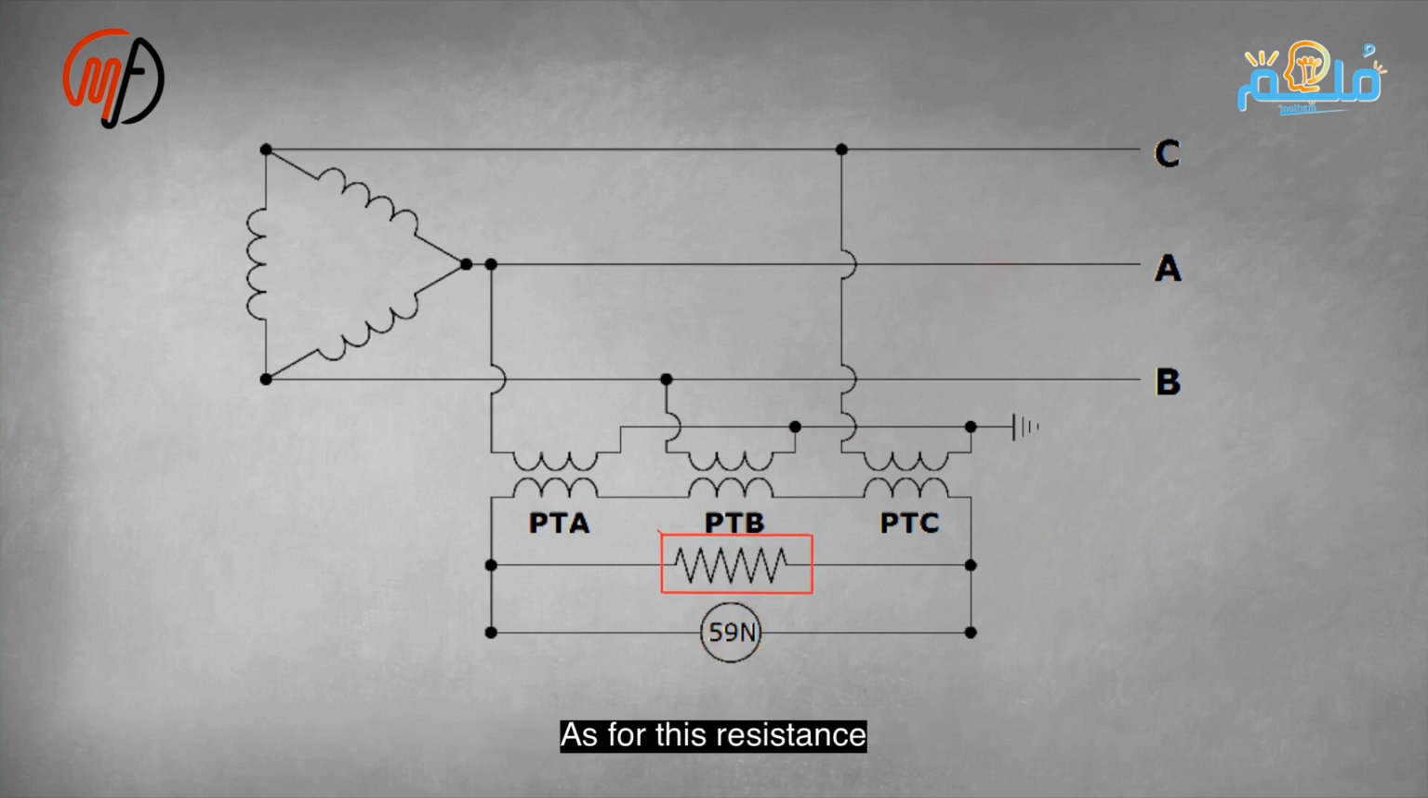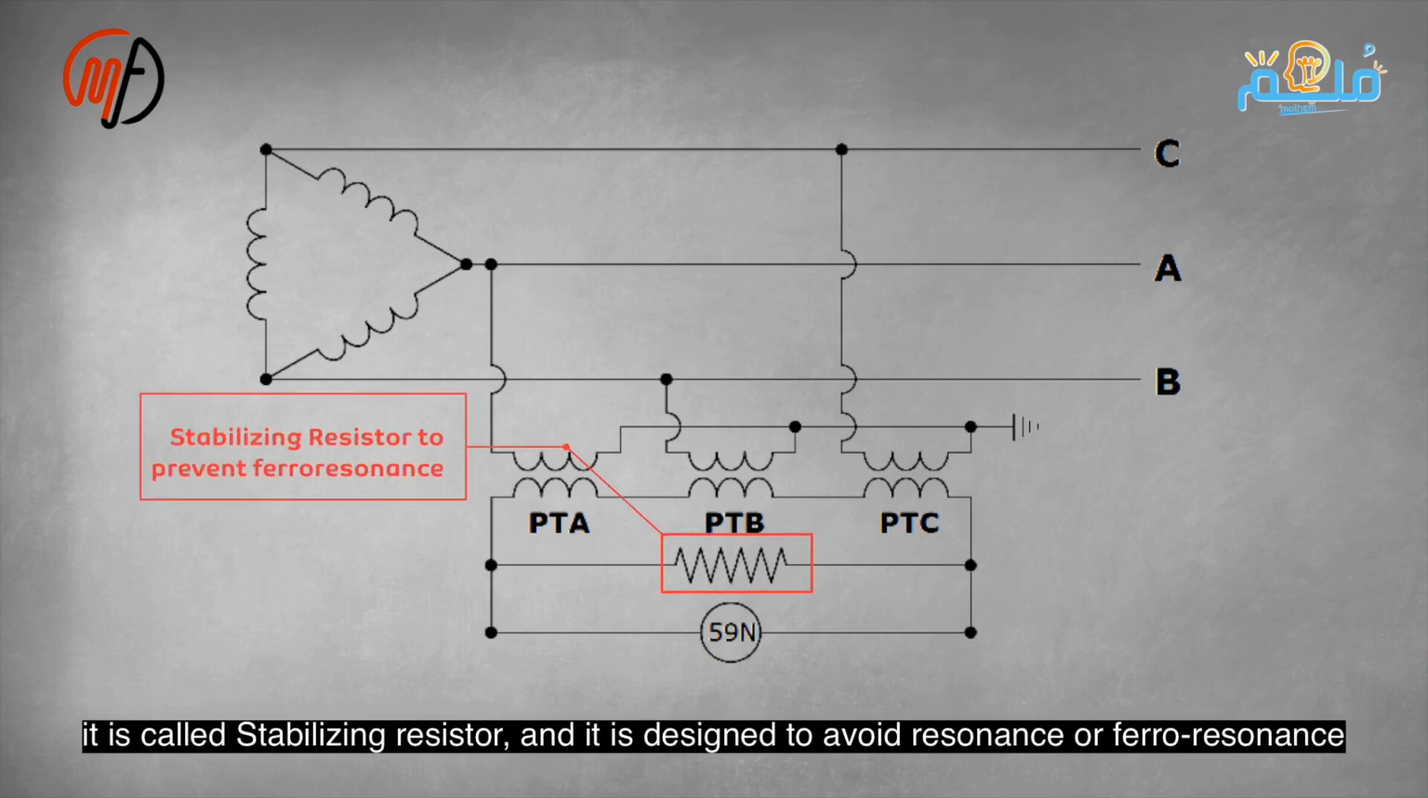As for this resistor, it is called a stabilizing resistor, and it has been placed to avoid the problem of resonance or ferroresonance.